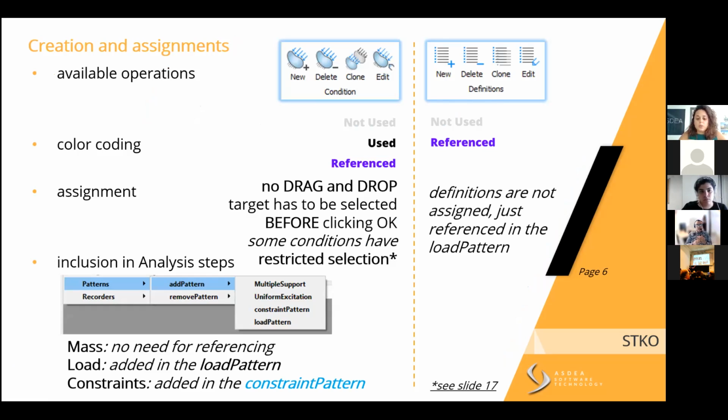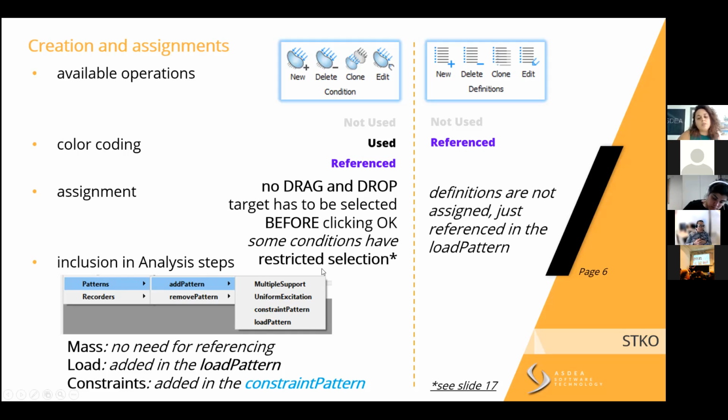So let's just start with the practicalities. How do you create and assign definitions and conditions? I switched just because there was more to say about conditions. But if we start with definitions, definitions are created with the commands available in STKO. They are light gray when not used, and they're blue when they're referenced. They are not applied to any geometry. It's something that you just reference in the analysis steps when you create a load pattern. So definitions are not assigned, just referenced in the load pattern when you are at the analysis step stage.